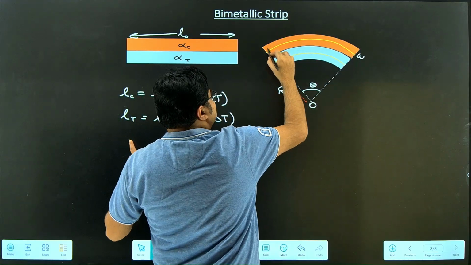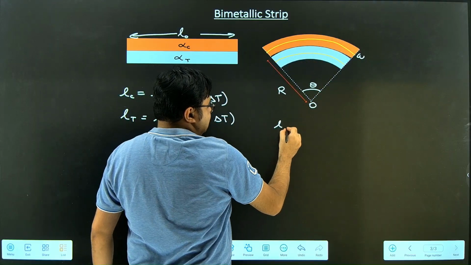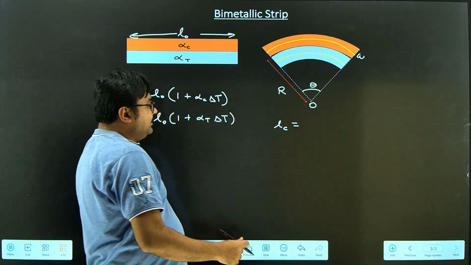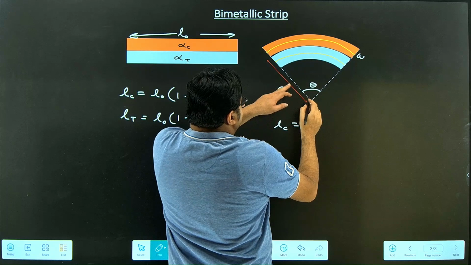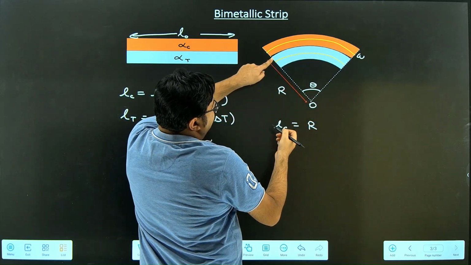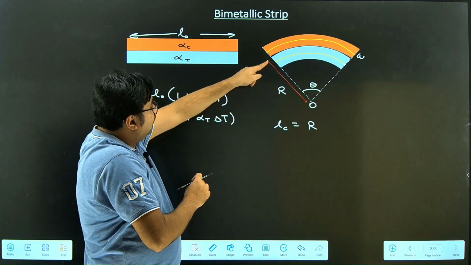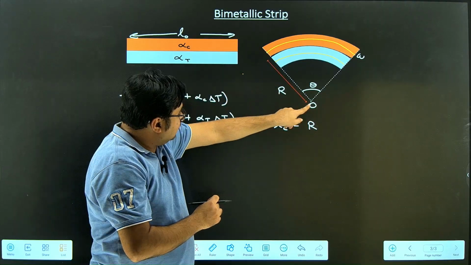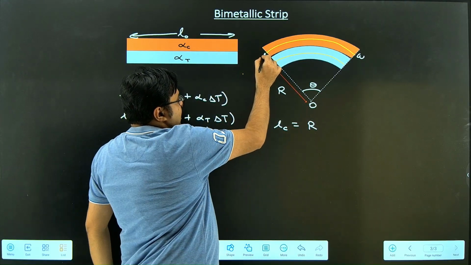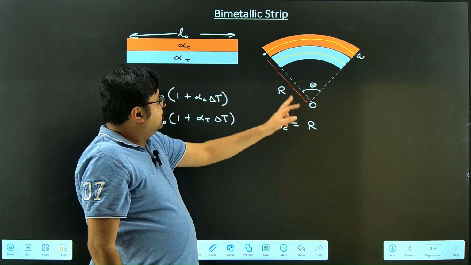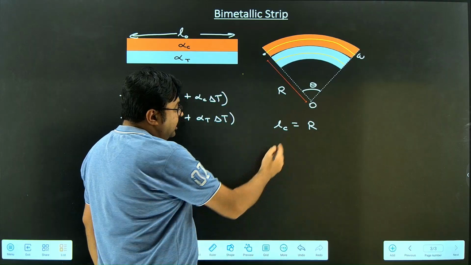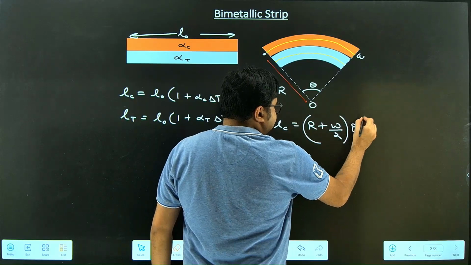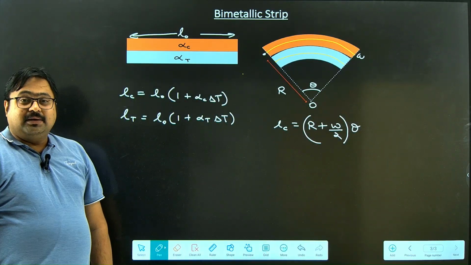you can say that this length is the length of the copper strip, LC, on an average, and LC is simply equal to S equal to R theta. R is the radius, starting from here to here, but in addition to that, you will have to add half of the width as well. Starting from here up to this point is the radius of the arc subtended by the copper strip. So I shall write R plus W by 2 multiplied by theta. So that is LC, the length of the arc.